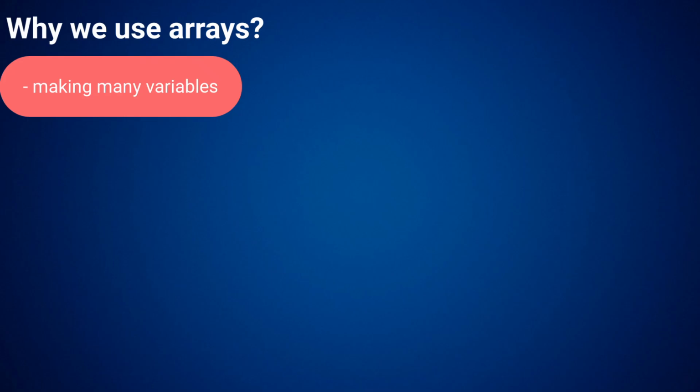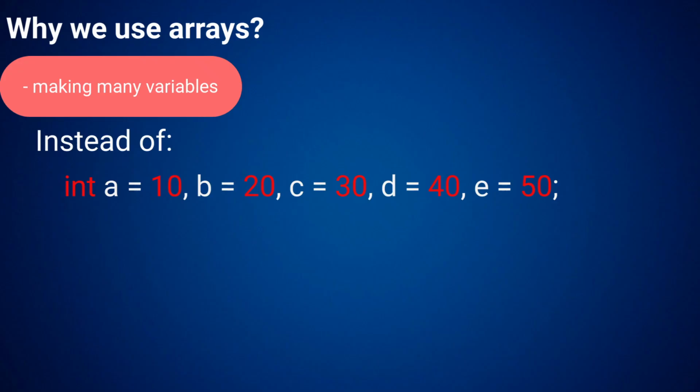Why use arrays? When we have many values of the same type, like numbers, marks, or ages, it's difficult to create a separate variable for each one. For example, a equals 10, b equals 20, c equals 30, d equals 40, e equals 50. Here we had to write 5 different variables just to store 5 numbers. This is time-consuming and hard to manage.